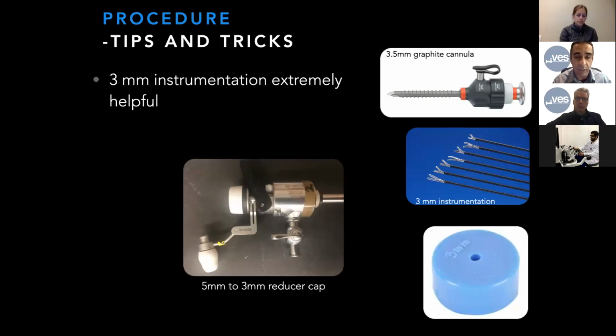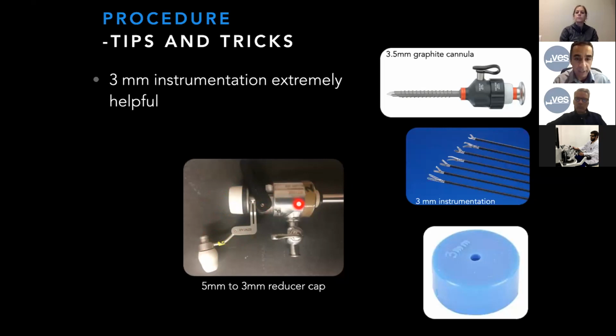And I just want to point out a couple of other things. If you've placed 6 millimeter trocars, you can get what are called reducer caps. So here is a 5 millimeter to 3 millimeter reducer cap. It's a really handy device. It's from Storz. You can flip this over the valve cap on your 6 millimeter port, place a 3 millimeter instrument into that, and you won't have any leakage. It's the point of the cap.